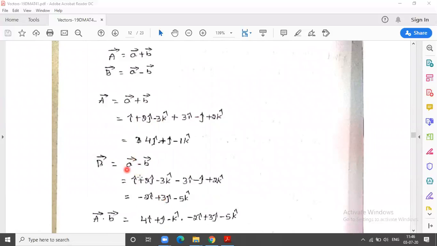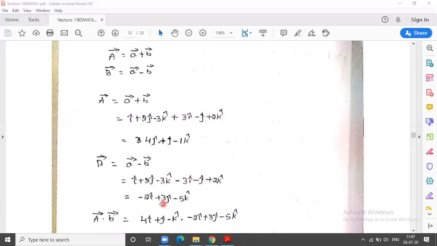We have taken vector A minus B as vector B. So vector A is i plus 2j minus 3k, minus of vector B, which means minus (3i plus j minus 2k). If you multiply by the negative sign, it will become minus 3i minus j plus 2k. Now you have to add the corresponding components.